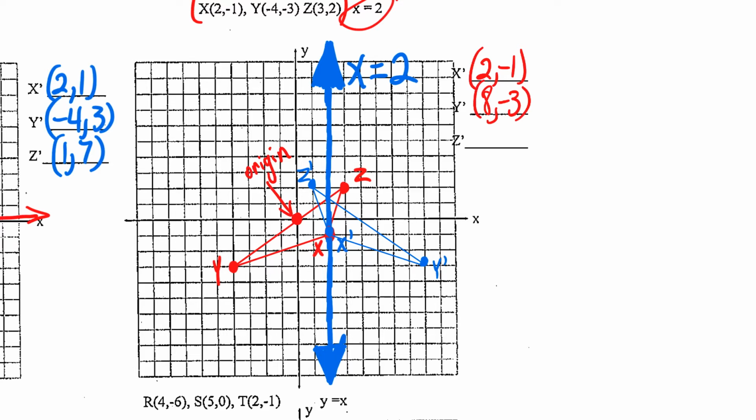And then where's the z prime? At 1, 2. Yeah, again, be careful. That blue line is not the y-axis. The blue line is x equals 2. So z prime is over 1, up 2. So it's at 1, 2.